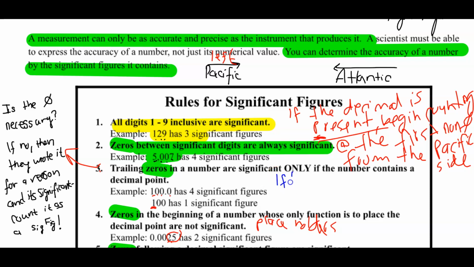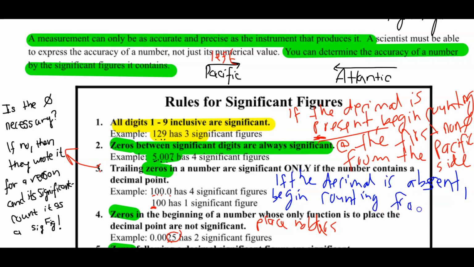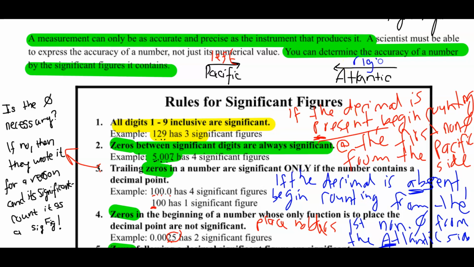Now, if the decimal is absent, begin counting from the first non-zero from the Atlantic side. So we have absent, Atlantic, present, Pacific. Now Atlantic, that means count from the right, okay?